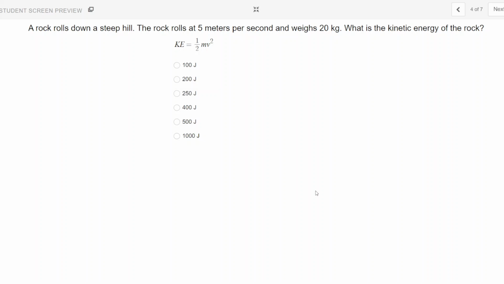A rock rolls down a steep hill. The rock rolls at 5 meters per second and weighs 20 kilograms. What's the kinetic energy of the rock if KE equals 1/2 mv squared? Well, we have the mass m, which is 20 kilograms, and we have the velocity v, which is 5 meters per second. So all we do is plug into our equation and solve. Half of 20 is 10, and the velocity squared, or 5 squared, is 25. So 10 times 25 will give us 250.